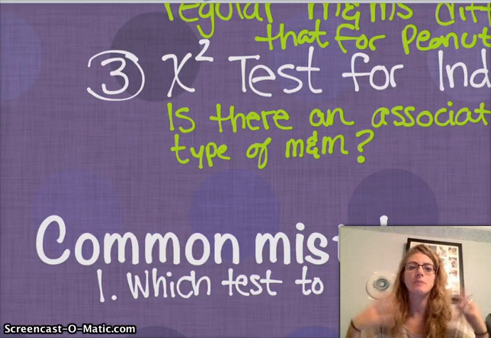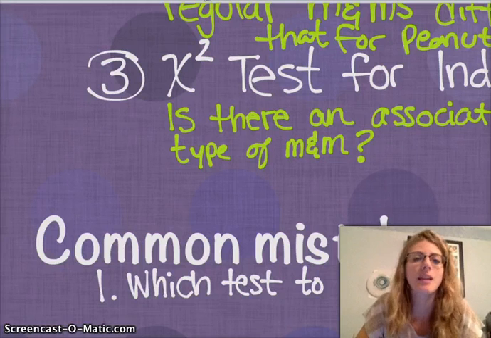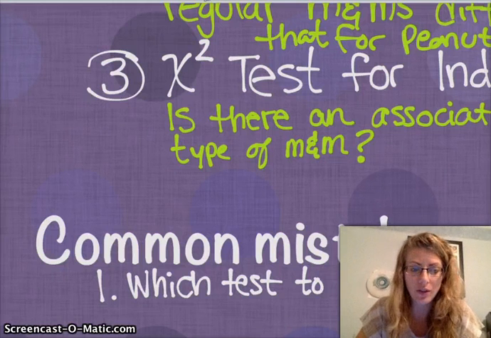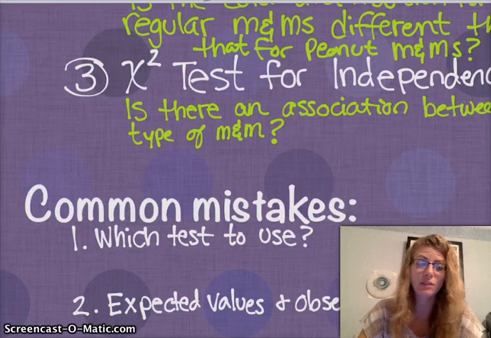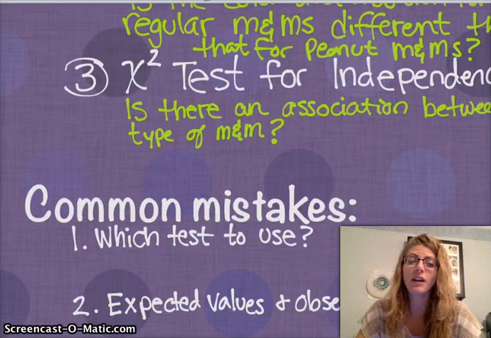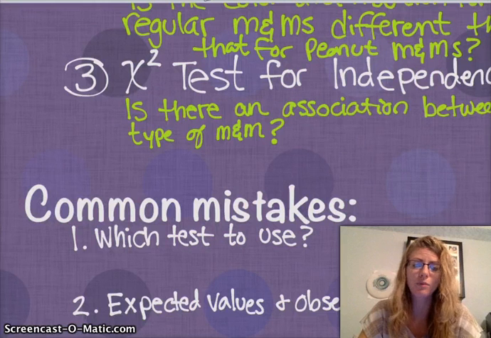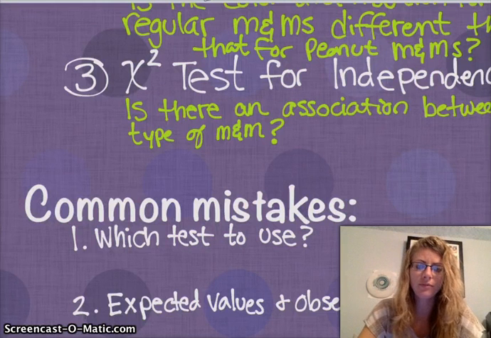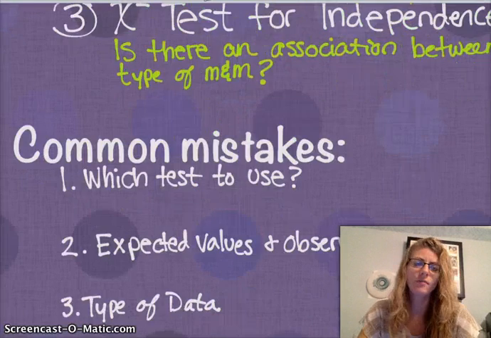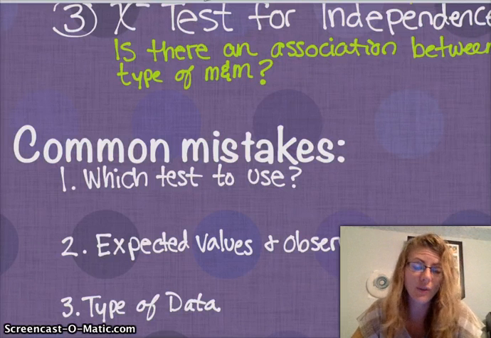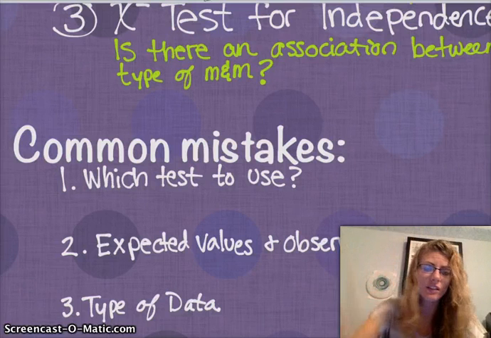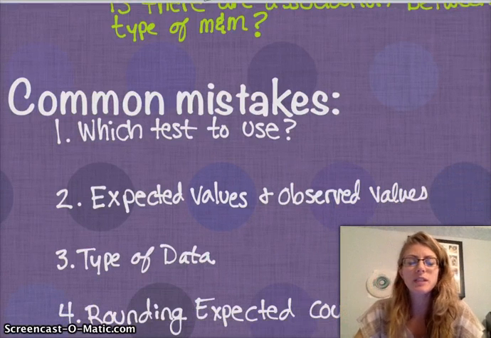So make sure you spend a decent amount of time really thinking about, how do I answer this question with statistics? Number 2, make sure that your expected values and observed values are counts, not proportions. That is a very common error. Type of data. If the data is quantitative, you can't even do a chi-squared test with it. Number 4, rounding expected counts.